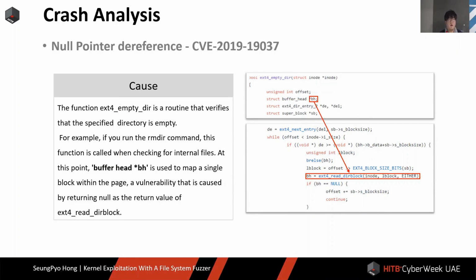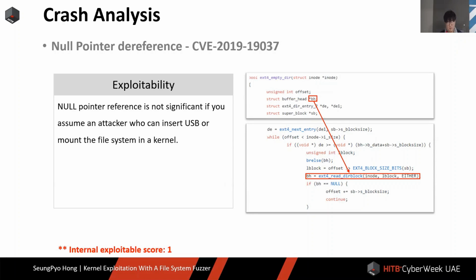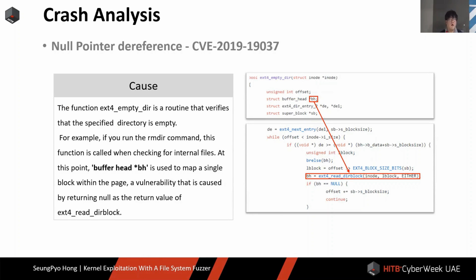If the next loop fails to find the next entry during the loop of the function, the return value of the ext4_read_dirblock function becomes 0. Then in the next loop, a null pointer reference vulnerability occurs because the location of bh data is not calculated.